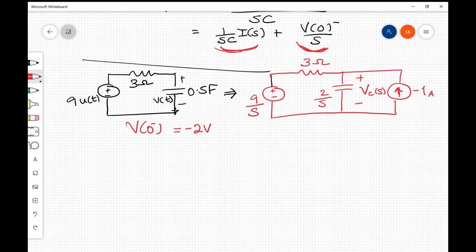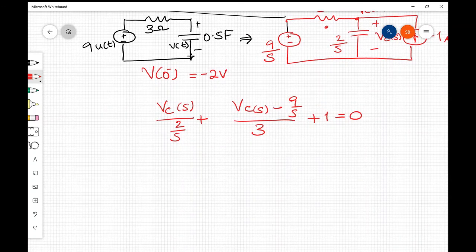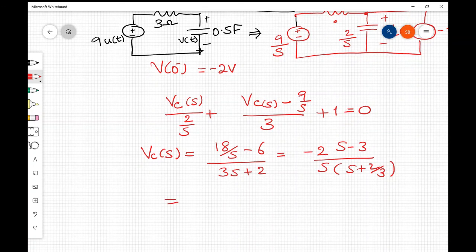Alright, so if we take a nodal analysis here, where this voltage is VC at S, what would that give us? VC at S over 2 over S, plus VC at S minus 9 over S over 3, plus 1, because the current is coming in, is going to give us 0. Solving for VC at S, the capacitor voltage, and simplifying, you would have -6 over 3S plus 2, which gives -2S minus 3 over S times S plus 2 over 3. Simplifying this expression would give you 9 over S minus 11 over S plus 2 over 3.